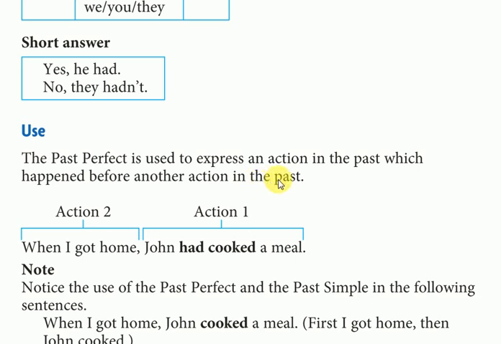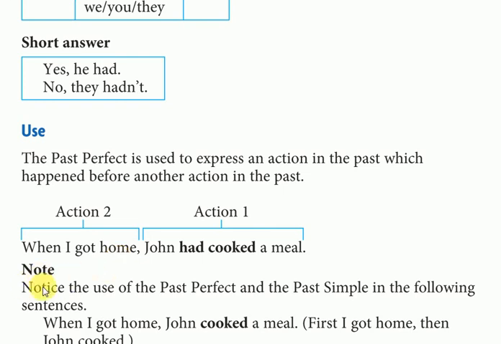Here you can see: when I got home, John had cooked a meal. The first action is John had cooked a meal, meaning he has finished his action. The action has finished. The second action is when I got home. The other action is after the first action. First action, John has cooked the meal, meaning he has finished his work. Then the other action, when I got home.